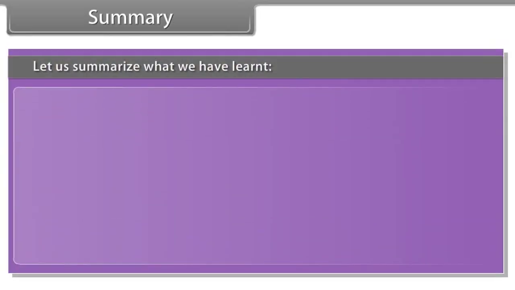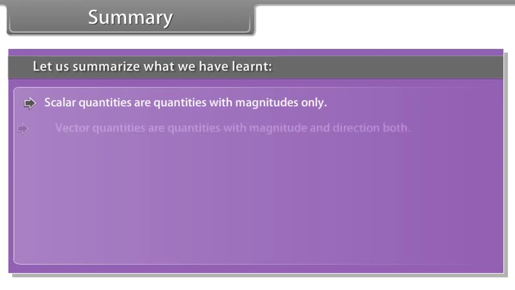Summary. Let us summarize what we have learnt. Scalar quantities are quantities with magnitude only. Vector quantities are quantities with both magnitude and direction.